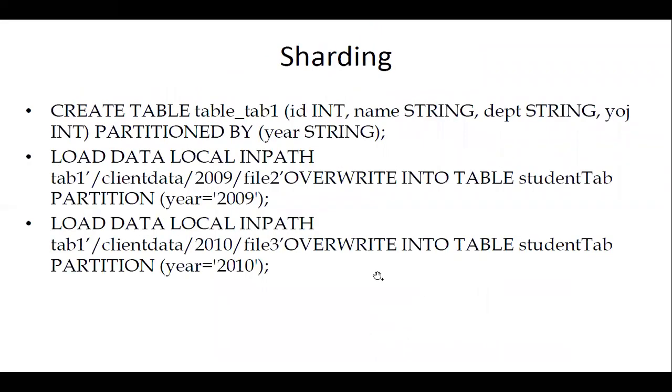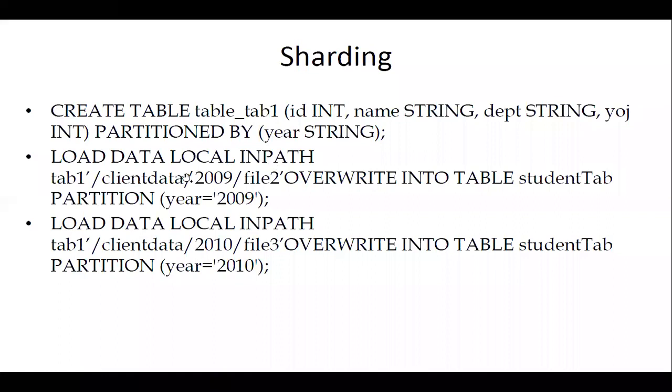So how can you write a query for this? For sharding: create table, the table name, the first column, second column, 3rd column and 4th column, partitioned by year string. Year of joining is given as integer, but you are going to split the entire table by the value year string. Based on the year, you are going to split the partition. Here, load data local inpath. This is the HiveQL query, this is how you can write a query for sharding.